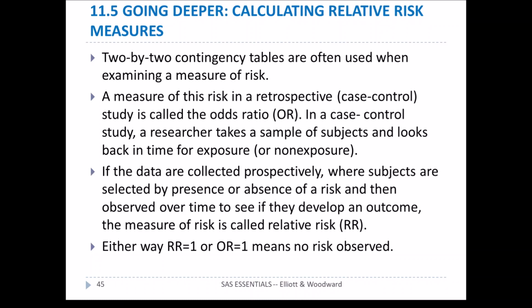Either way, the way we measure it is that either a relative risk equal 1 or an odds ratio equal 1 means that no risk was observed. That is, the same number of people experienced the problem as did not. So in the case of the odds ratio, the same number of people, or it didn't matter whether someone ate the potato salad and whether or not they got sick.